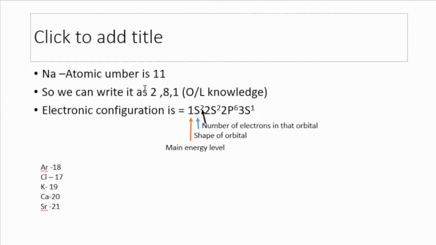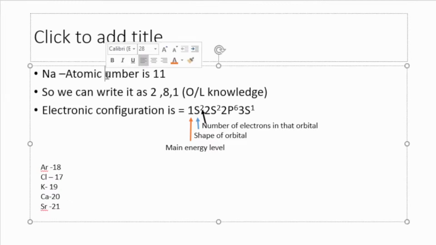Then with your O-level knowledge, you can write this atomic number eleven as 2, 8, 1.